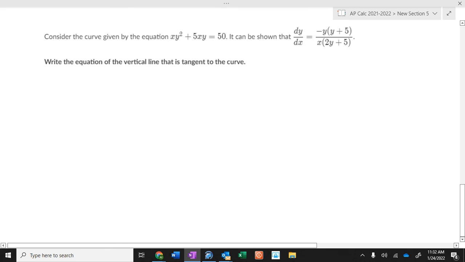All right, one more. Okay. Vertical line. What's the equation of the vertical line? So a vertical line equation is going to be x equals something. Okay? So your numerator cannot equal 0. Your denominator has to equal 0 because it's a vertical line. So if you set your denominator equals 0, x equals 0 or y equals negative 5/2.